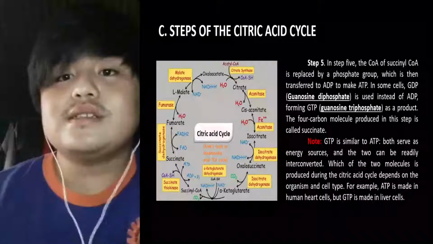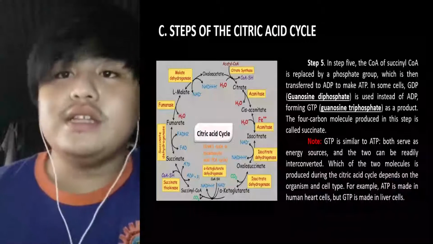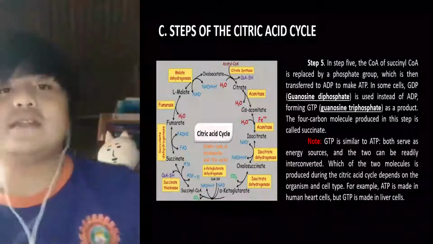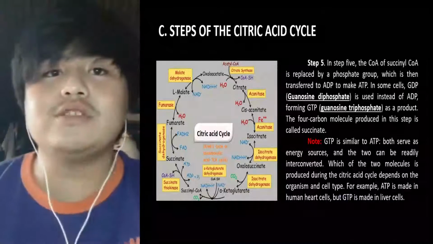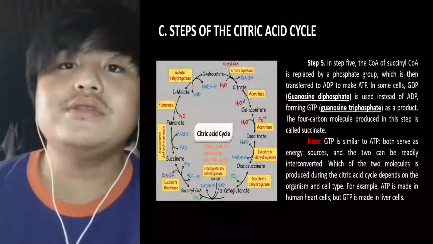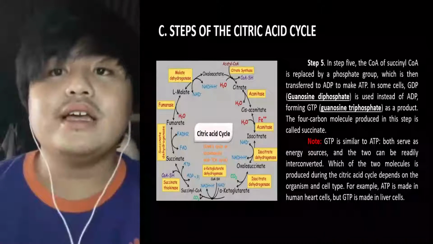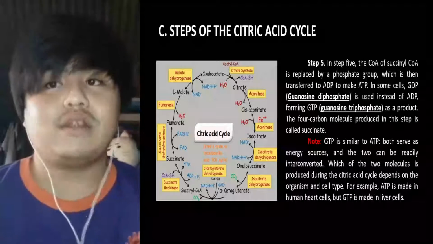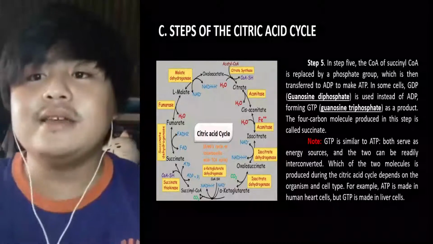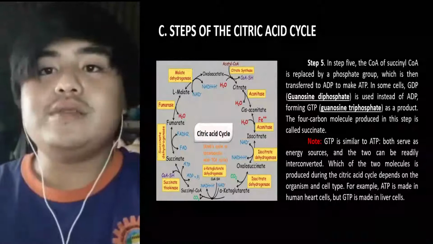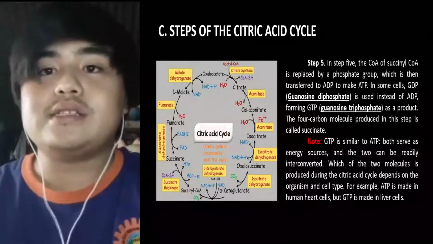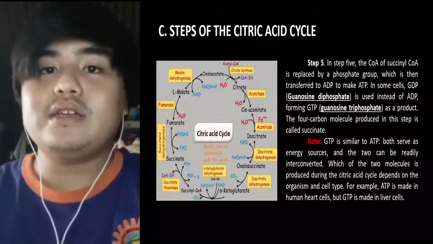It means that a CO2 molecule is released and that an oxidation takes place. In this case, a carbon atom that will form into CO2 is oxidized. Furthermore, an energy-rich coenzyme molecule is added, and succinyl-CoA is formed. At the end of this reaction, we get a C4 body. GTP is similar to ATP. Both serve as energy sources, and the two can be readily converted.